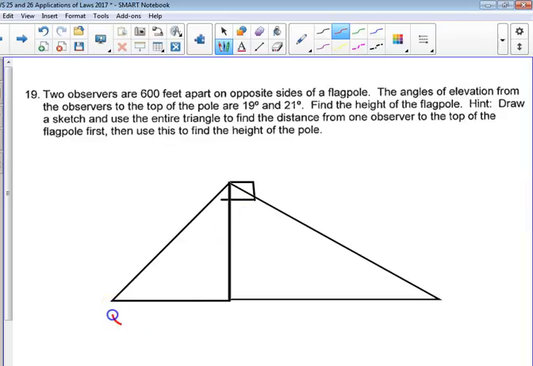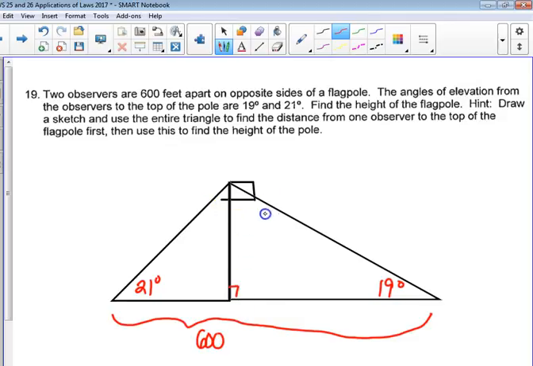This total distance is 600 feet apart. Does that seem okay? And one of them is looking up 21 and one of them is looking up 19. Here, okay. So if we look at the giant triangle, this is a 140 up here. Does that sound right? So then we need to find this side and then we'll be able to find the height. You gotta find one of those.